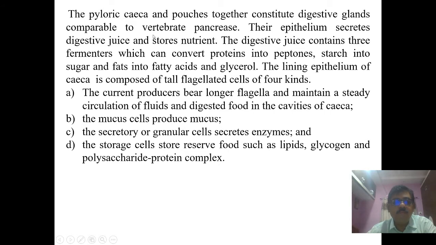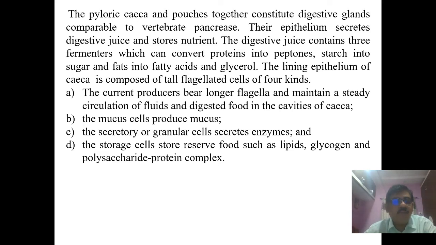The epithelium of these pyloric ceca secretes the digestive juices and stores the nutrient. The digestive juice contains three enzymes which can convert the proteins into peptones, starch into sugars, and fats into fatty acids and glycerol. Means the digestive juice of this gland comprises the enzymes which can convert the proteins into peptones, that is a simpler form, starch into the simpler sugars, and fats into fatty acids and glycerol.